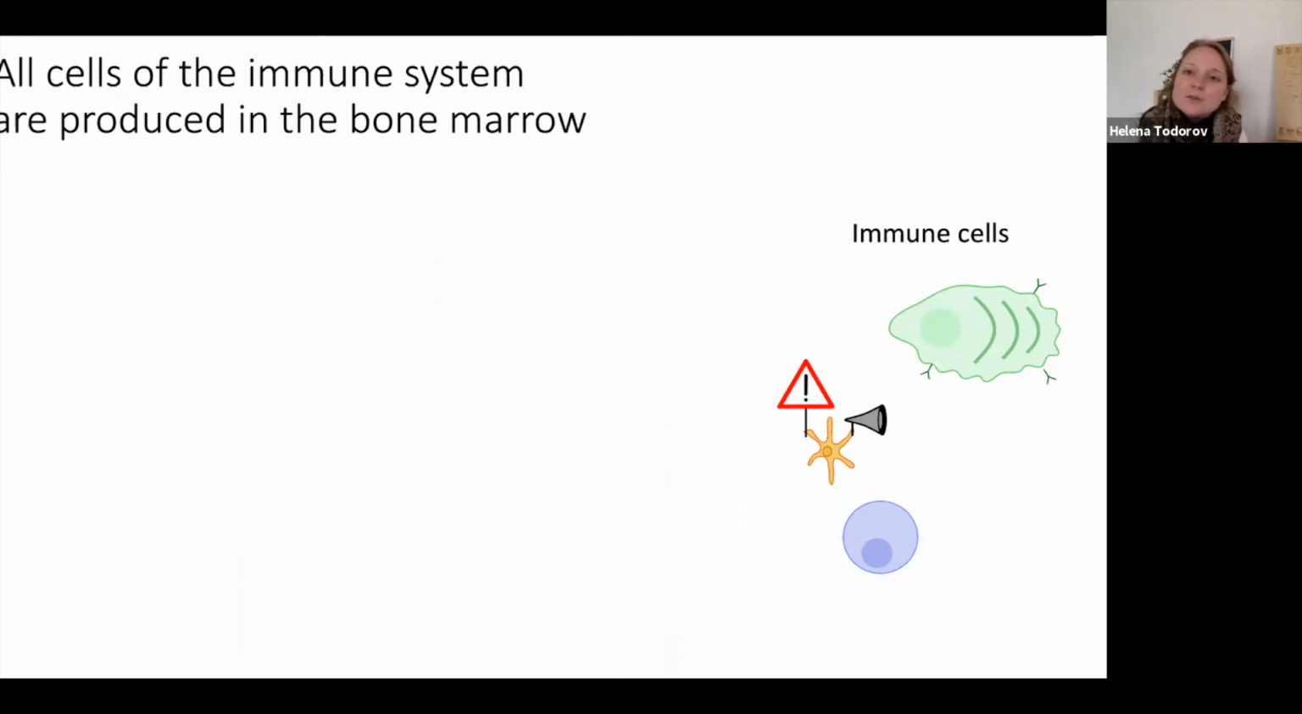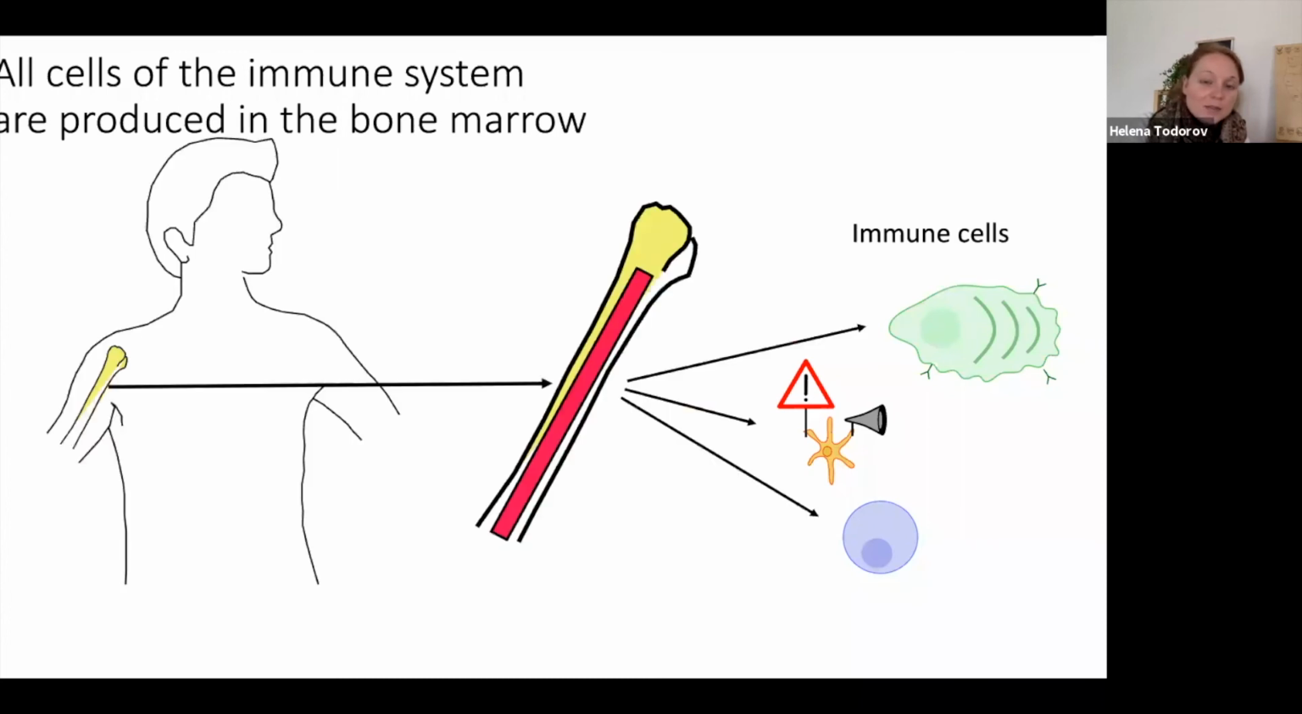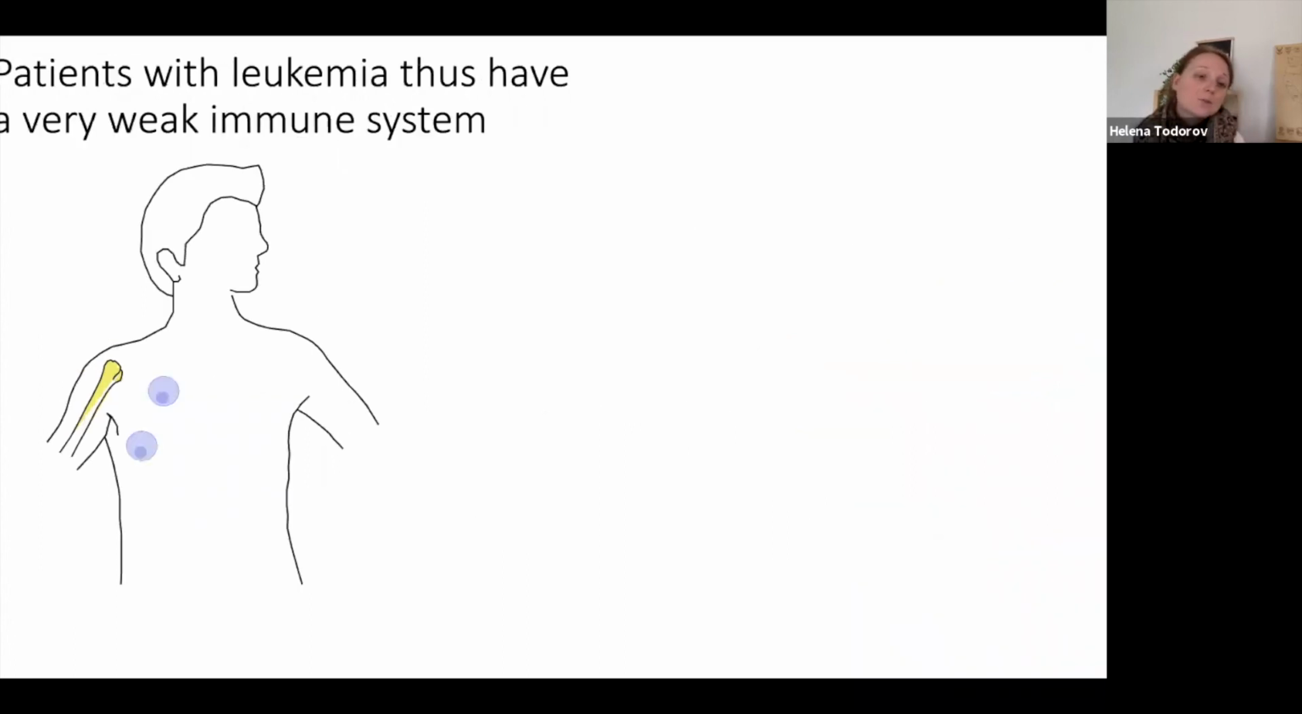Today I've shown you several types of immune cells, but what I didn't tell you yet is that they are all being produced in the bone marrow. So patients who have leukemia are typically quite weak. They are not able to defend themselves against the disease.